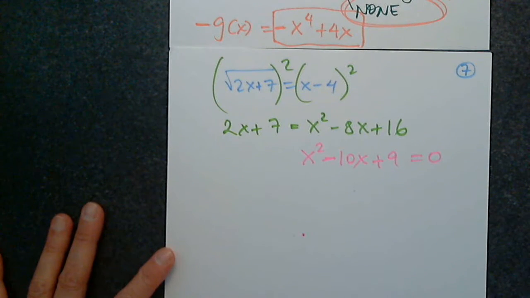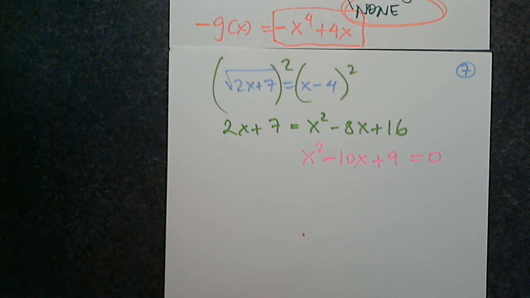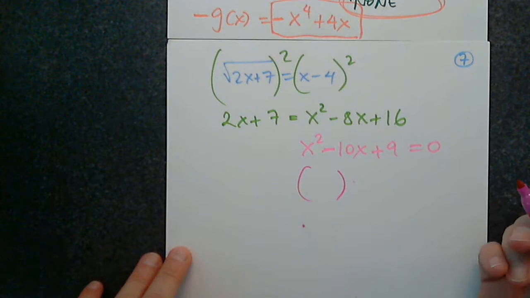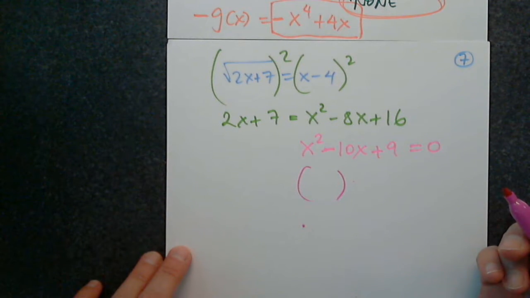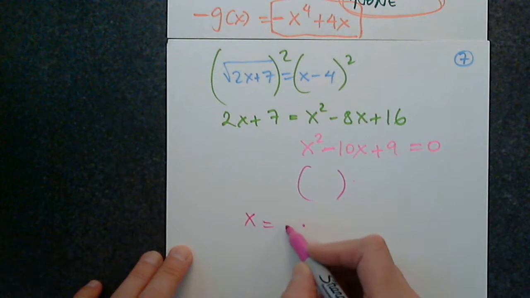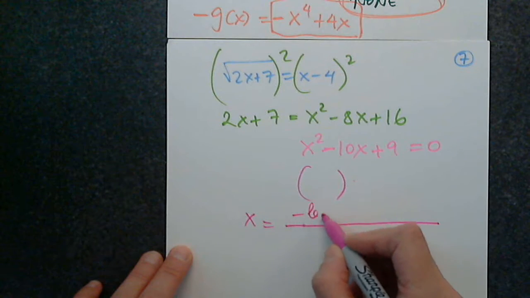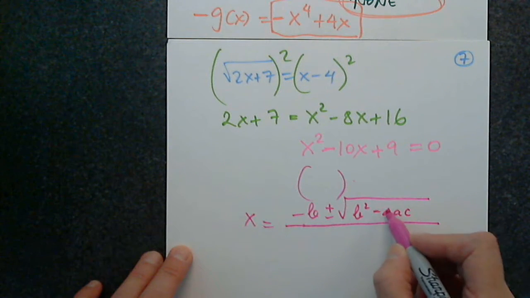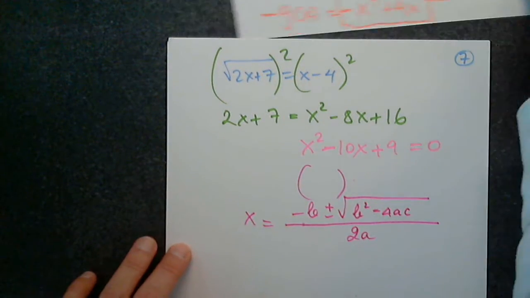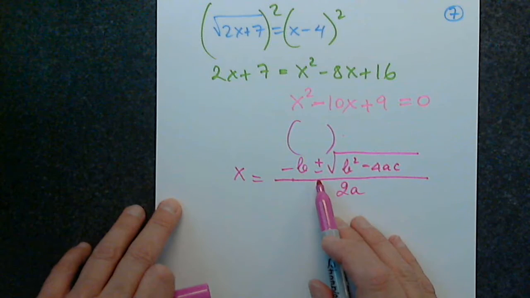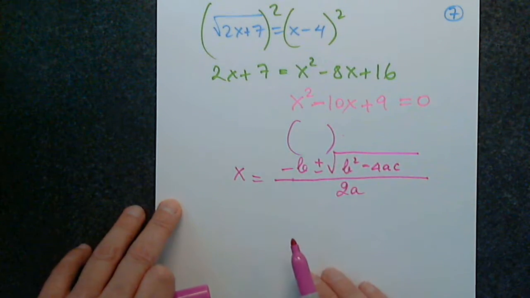We have 4 different methods, but which method? If you want, we can review the quadratic formula. Quadratic formula? Okay, perfect. So let me write it one more time: negative b plus or minus the square root of b squared minus 4ac over 2a.